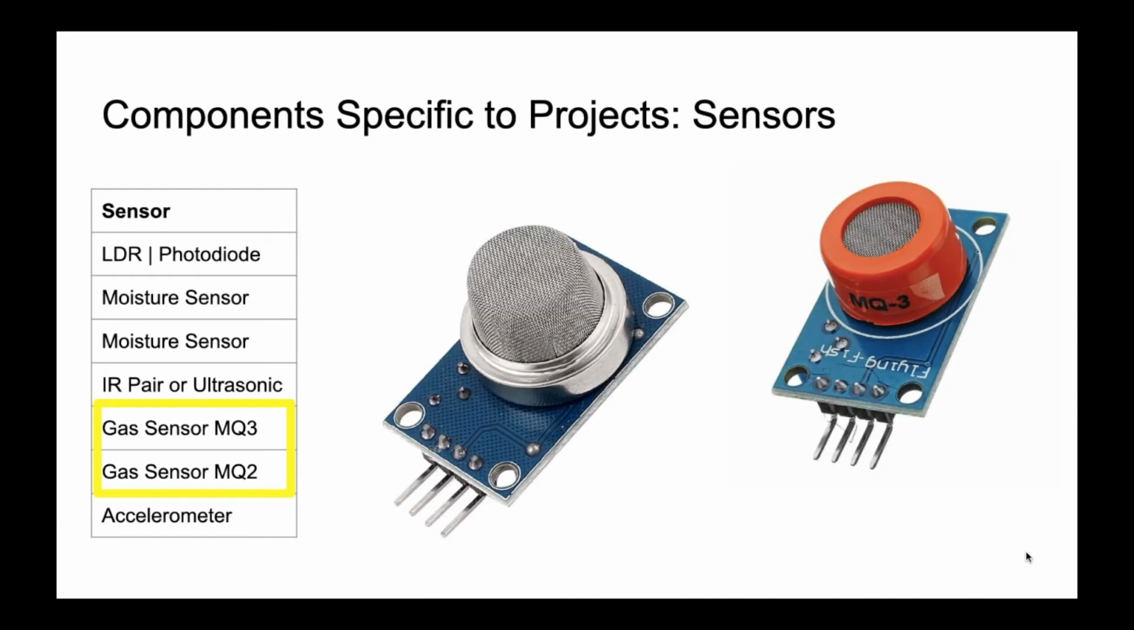Our next category of sensors is the gas sensor, which is available in several types of models, out of which I have listed only two commonly available ones, the gas sensor MQ3 and the gas sensor MQ2. Why is a gas sensor used? Of course, it can be used for sensing several types of gases.